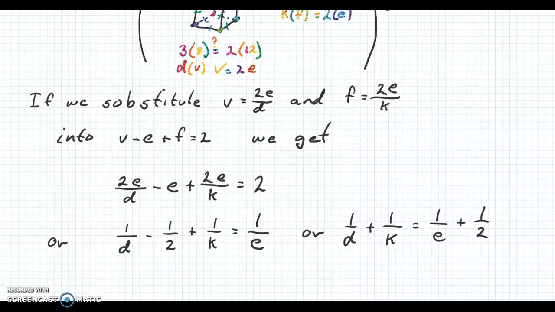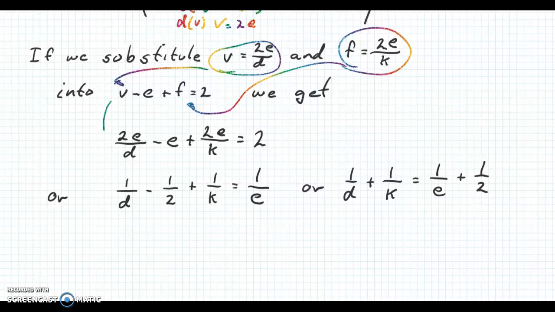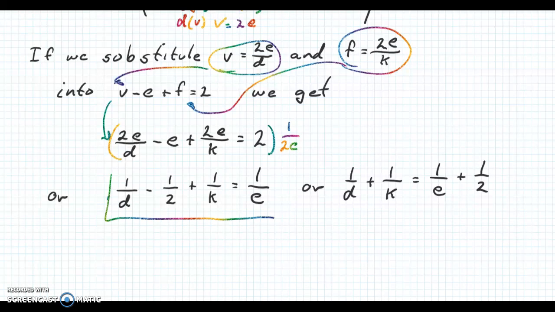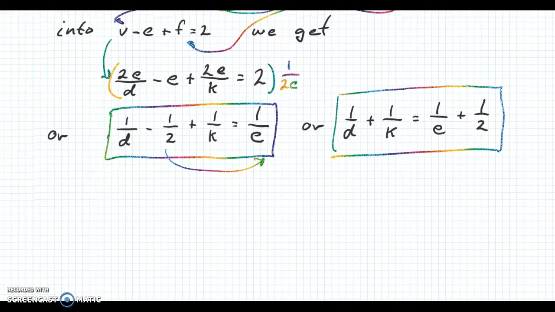Now, we know that a planar graph has to satisfy vertices minus edges plus faces is equal to 2. So let's substitute these two relationships we have into this formula. And what we'll get is this thing if you do the substitution. And now if I multiply this whole equation by 1 over 2e, I get this relationship here. And then if I just move the 1/2 over to the other side, I get 1 over d plus 1 over k is equal to 1 over e.